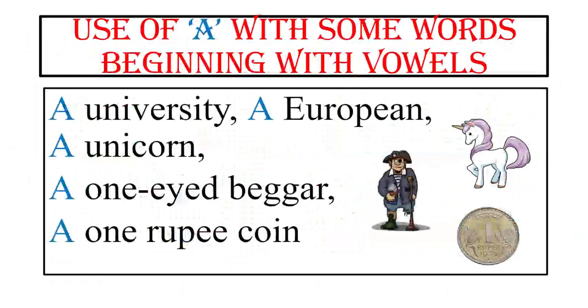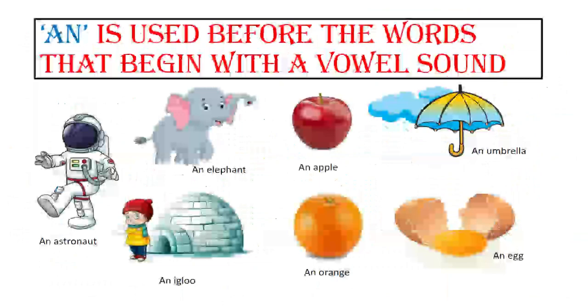You should not get confused that if the word is beginning with u, you'll simply write an. No, you have to see the sound of the word. Like here, when I say one-eyed beggar, w, one-eyed beggar, one rupee coin. So here we use a. An is used before the words that begin with a vowel sound. I hope this is very clear with you because we've been doing this over the years.